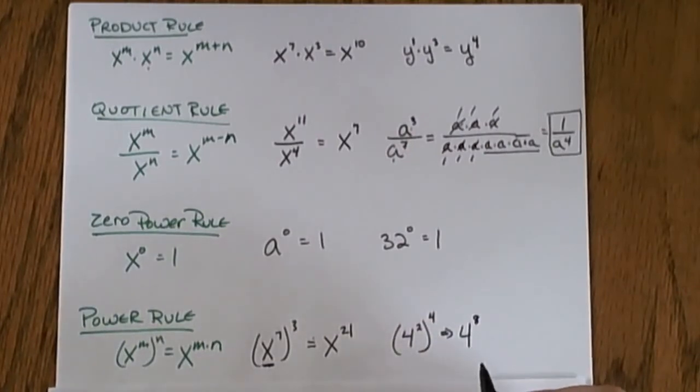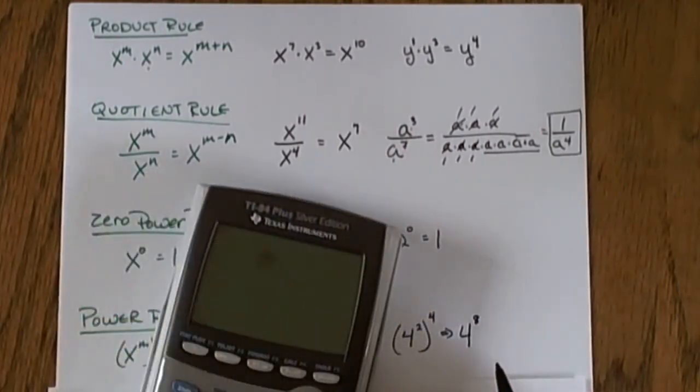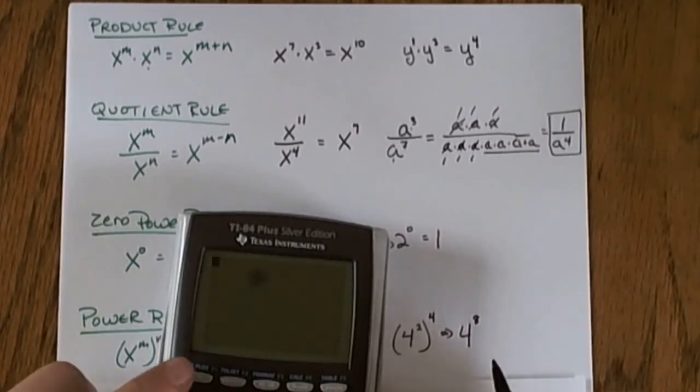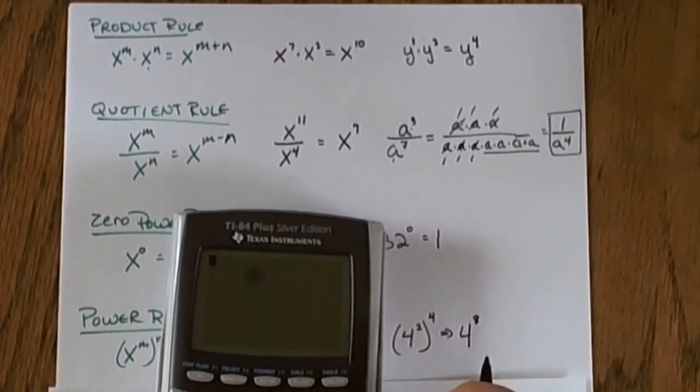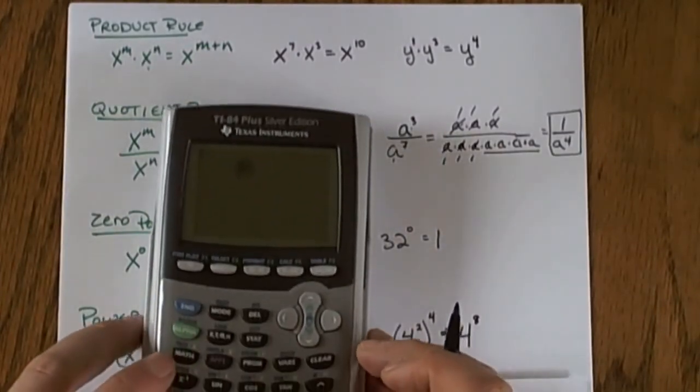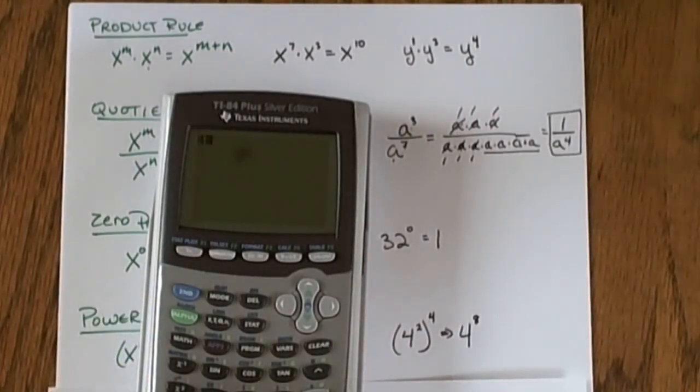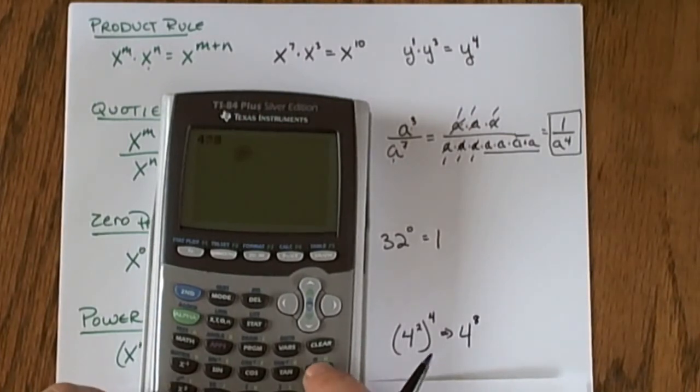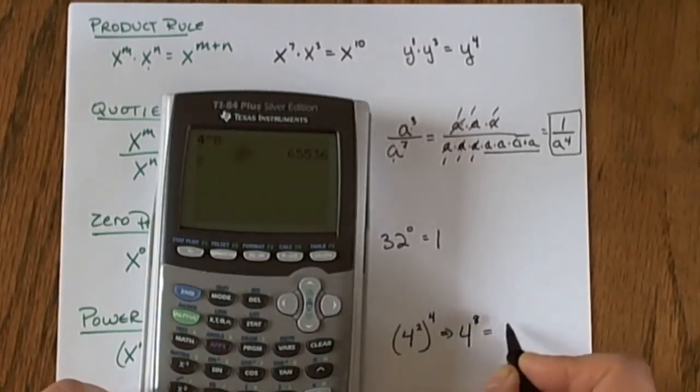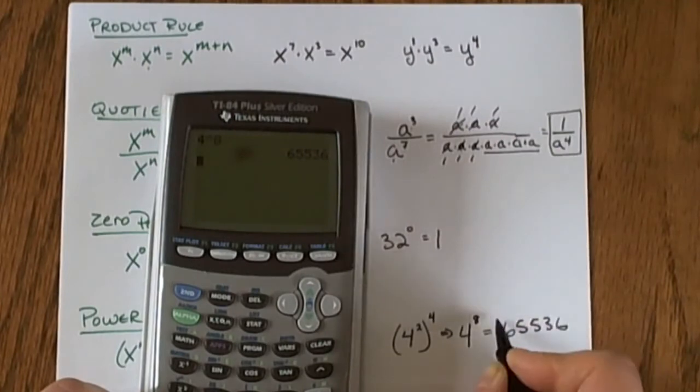Anytime I have a number to a power, I could work that out if I wanted to get a final answer with no exponents. And the way I do that on my calculator is I take the number 4, and then I use this power button, which is above the division. It looks like a little insert. 4 to the power 8. Hit enter, and it will give me the value. In this case, 65,536.